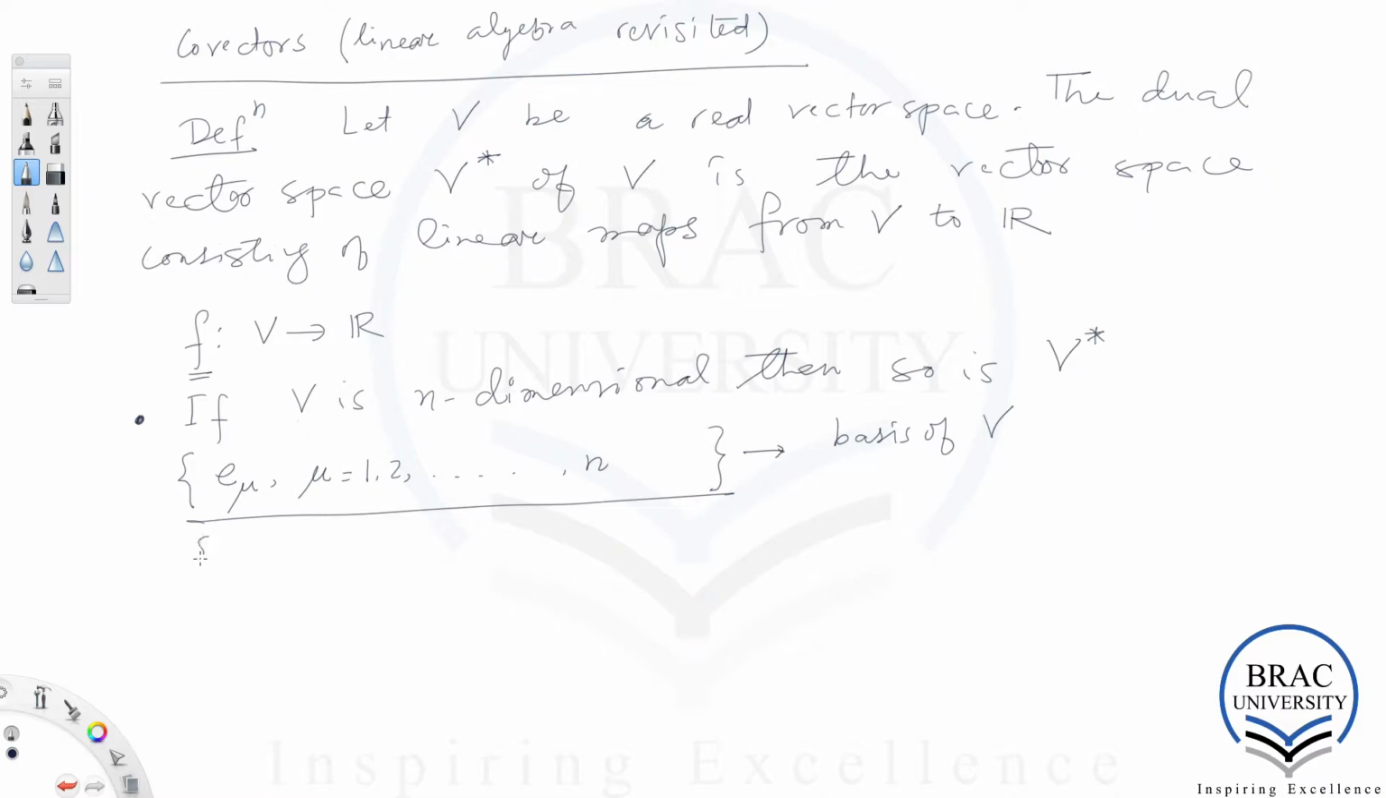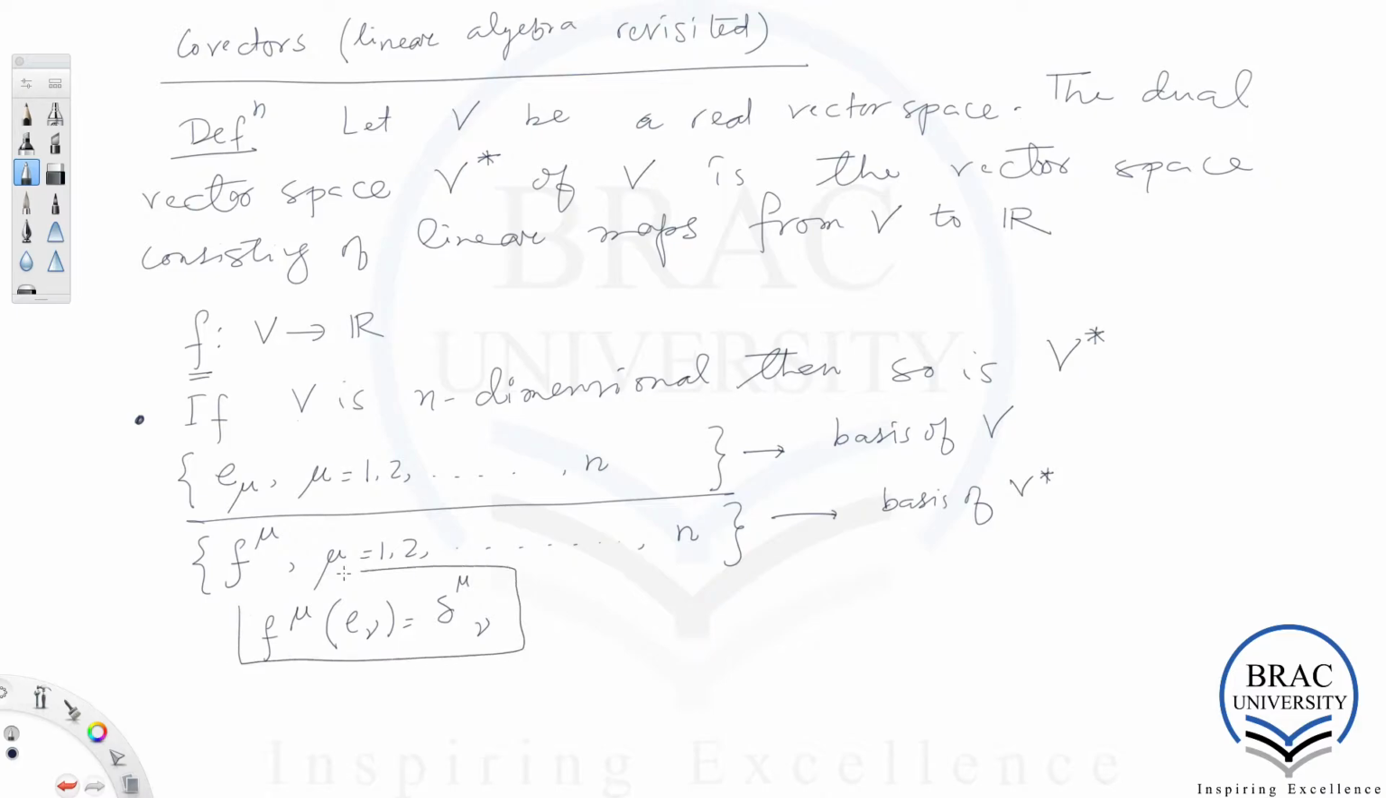Similarly, we have another set of n vectors from V star, which are all linearly independent and span the vector space V star. These are precisely the basis elements of V star. So here is the basis of V star, mu running from 1 to n. Note that the index is a subscript for the basis elements of V, and the index is a superscript for the basis elements of V star. A basis element of V star acts on a basis element of V in the following way: f mu acting on e nu is the Kronecker delta mu nu.